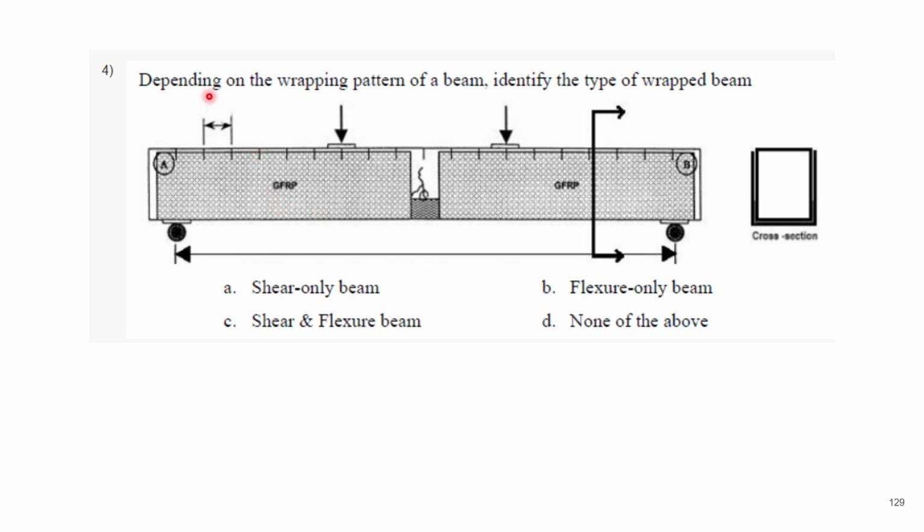Fourth question, depending on the wrapping pattern of a beam, identify the type of wrap beam. Okay, so is it A, a shear only beam, B, a flexure only beam, C, a shear and flexure beam, or D, none of the above? Okay, so if you remember, here there are two lines, both the tension line and a diagonal line. Diagonal tension crack and diagonal crack. So diagonal crack refers to shear, tensile crack refers to flexure. So this is basically a shear and flexure beam.